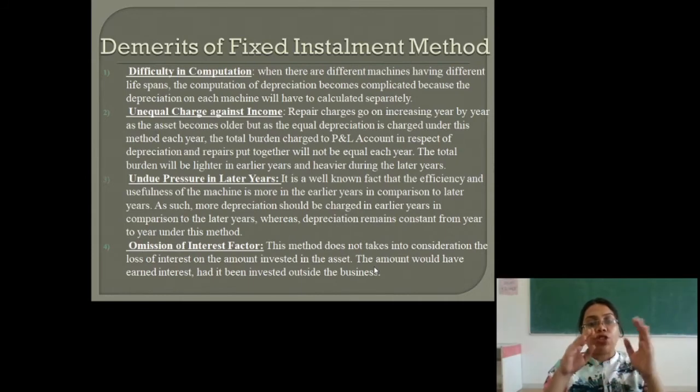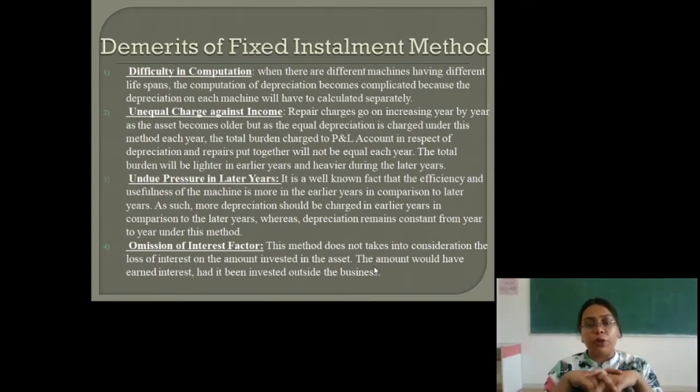The total burden charged to the P&L account in respect of depreciation and repairs put together will not be equal each year. So the repairs vary but depreciation remains the same. Again, the calculation becomes complicated. The total burden will be lighter in earlier years and heavier during later years. While starting to charge depreciation on a particular asset, it will be easy to calculate, and as we move forward, it will become more complicated. Undue pressure in later years.